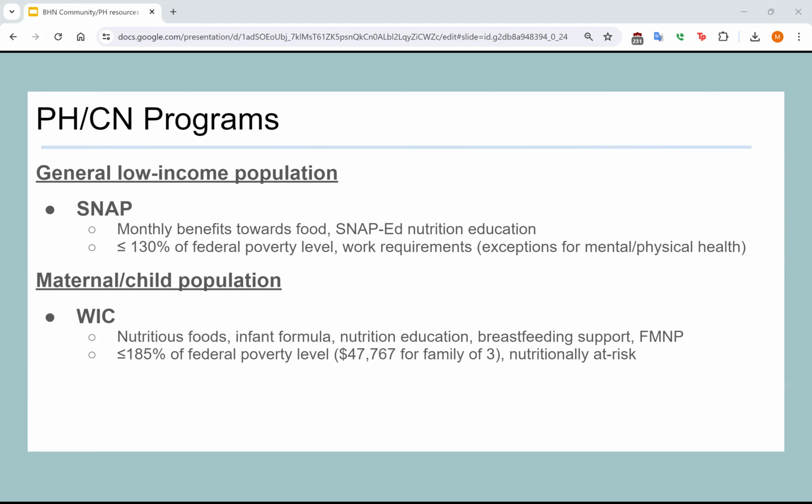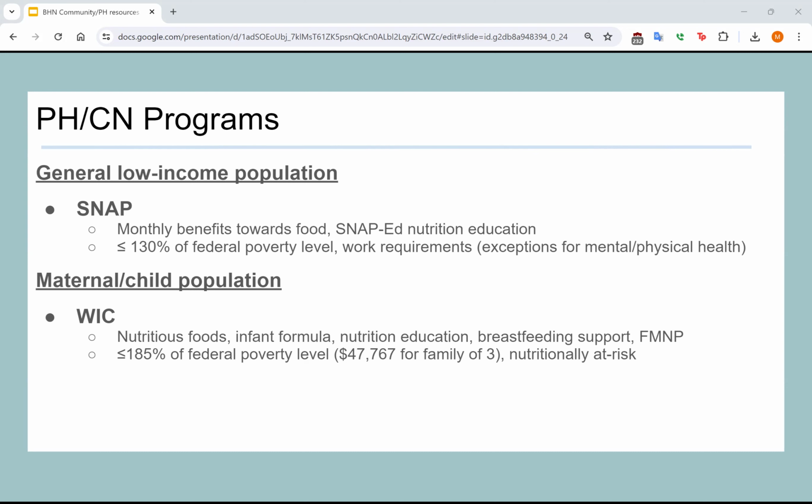So the eligibility is income-based, being within 130% of the federal poverty level. There are also some work requirements, but it's important to note that there are exceptions for mental and physical health, so that might be beneficial for some of the people we see. And there's also an assets check that's different from the other programs that I've seen, where they can check how much you have in assets. But the eligibility can vary by state too.